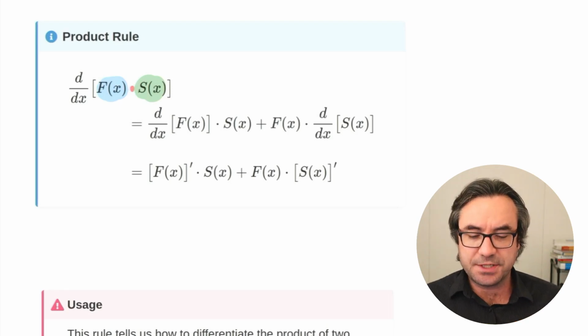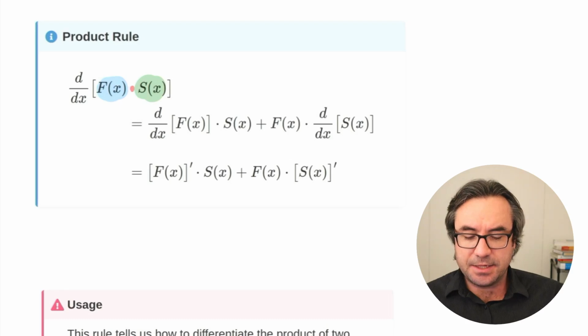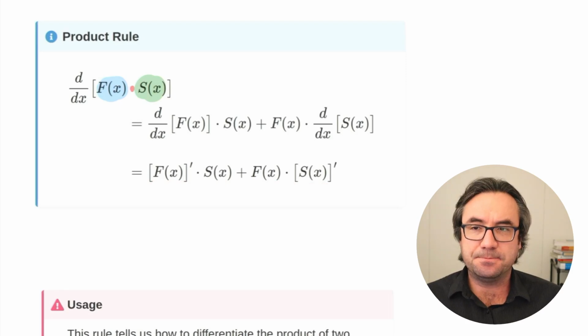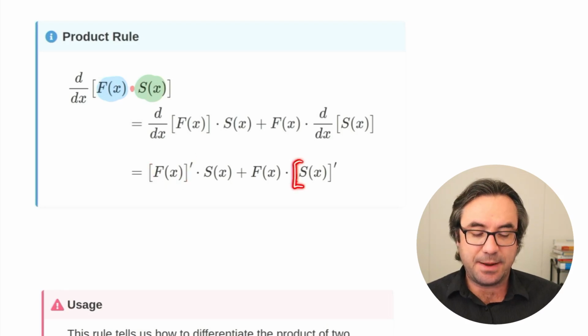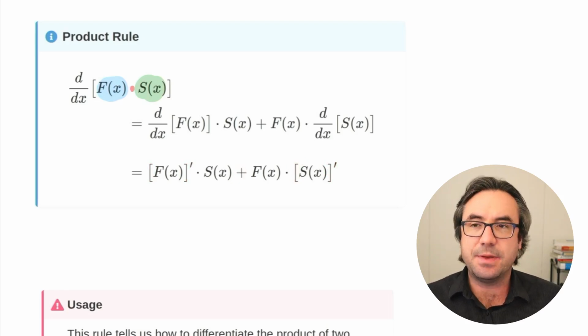What this rule says is we write down two copies of our product, and then in the first copy, we apply the derivative to the first part, and then in the second copy, we apply the derivative to the second part, and then we put a plus sign in the middle.